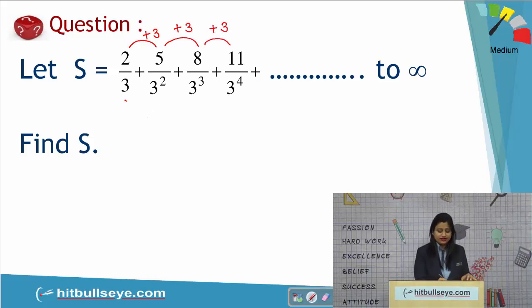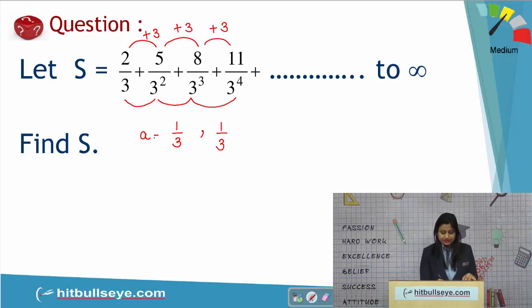And in the denominator, we have a geometric progression. What is the first term of this GP? 1 by 3. And what is the common ratio? That is 1 by 3 again. This is our first term and this is the common ratio of the GP. So that is a combination of arithmetic progression and geometric progression. So we call them AGP series, arithmetico-geometric progression. We have a particular method to solve these kind of sums. Let us see the method, then we'll come to the shortcut.